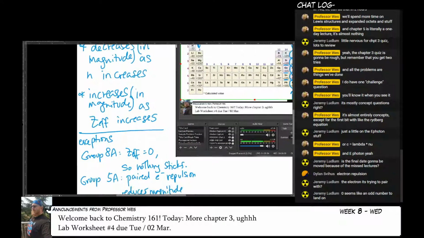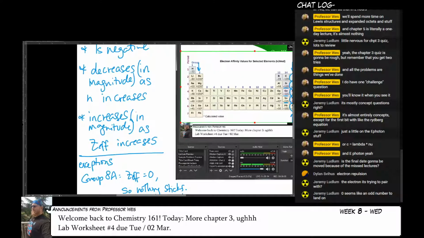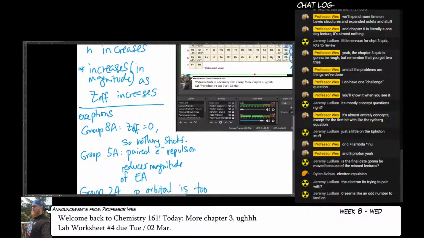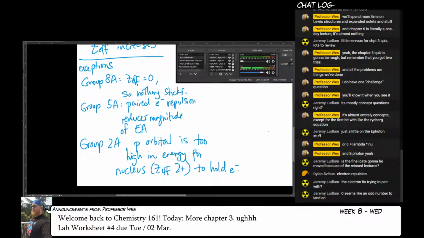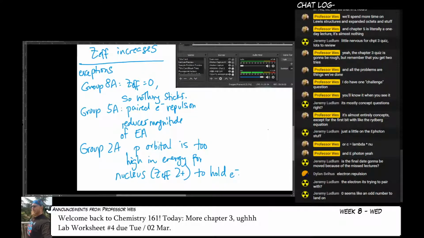The other factor is Z effective. The higher Z effective is, the more that electron is going to be attracted to the nucleus that it's falling toward, and the higher the magnitude the electron affinity will be. And then the exceptions are groups 8, 5, and 2 for the reasons that are on the screen that we just talked about.